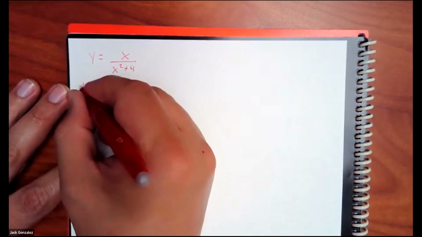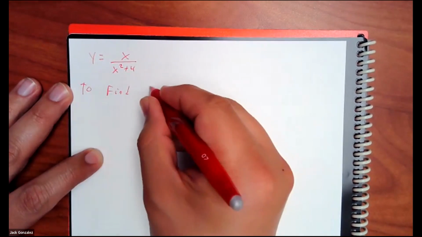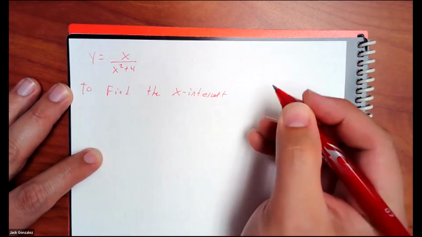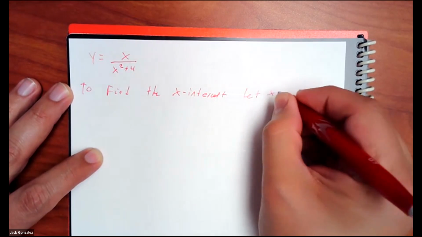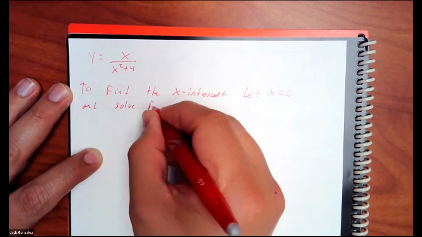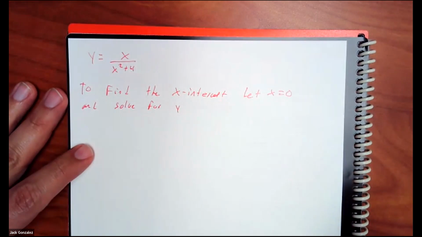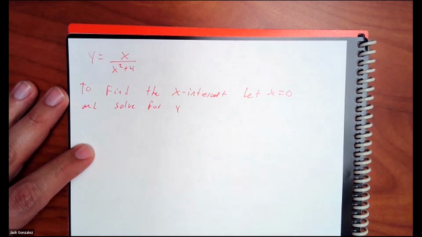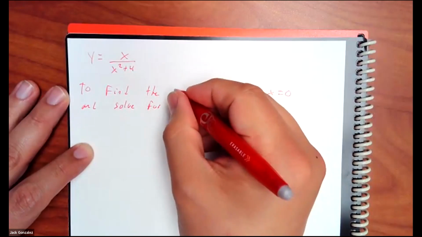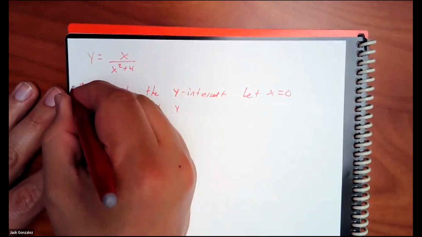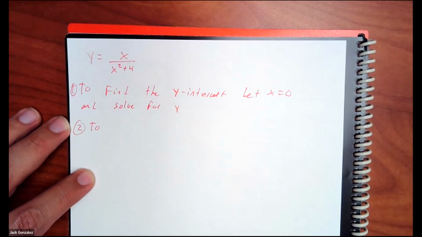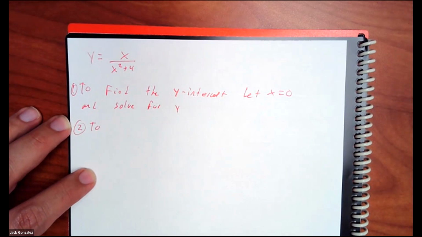So let me give you some notes in case you forgot. To find the y-intercept, let x equal 0 and solve for y. Hold on. That's the y-intercept. Zero fourths. Yeah, it's going to be 0, 0.